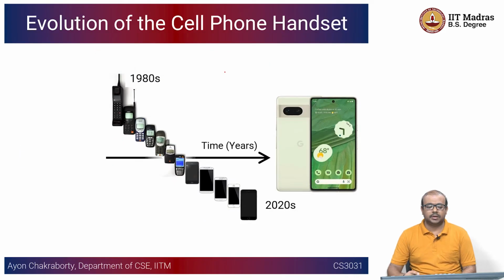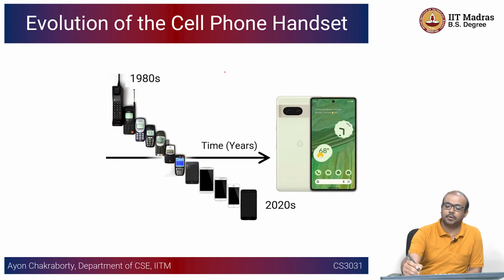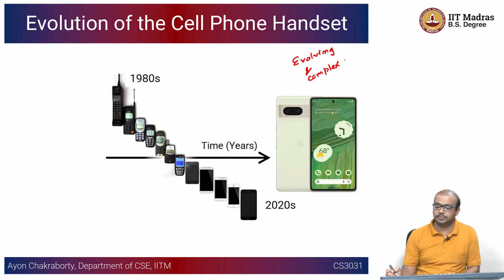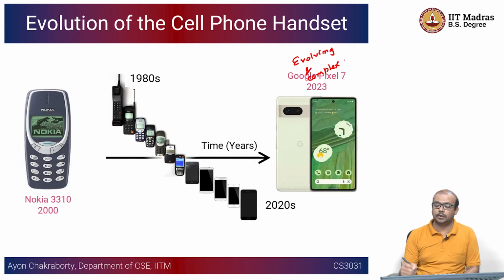Okay, so here I show you a timeline for the evolution of a cell phone handset. This will also introduce you to how things have evolved, because in the first slide, if you remember, I spoke about it is evolving and complex, right? So if you look into this picture, on the right hand side I show a Google Pixel 7 device, which is one of the latest smartphones in the market, which is sold in 2023, and compare that with a Nokia 3310 handset which was available in the market in early 2000s or late 1990s probably.